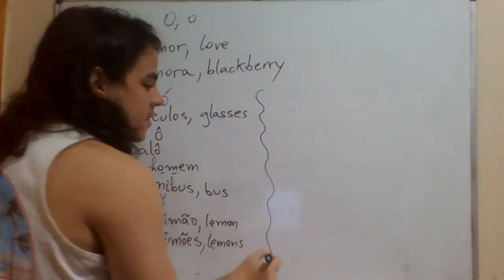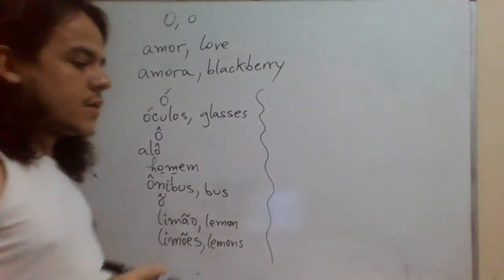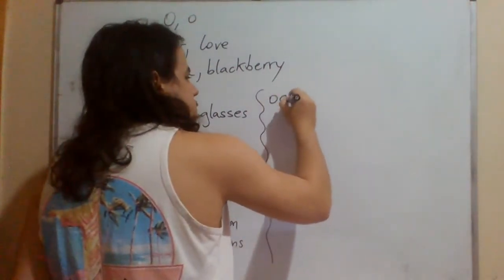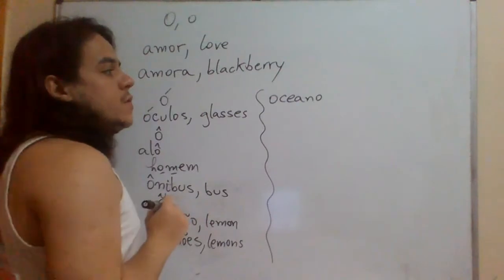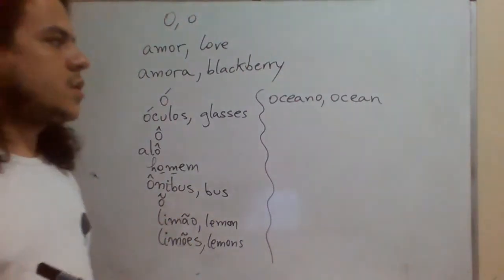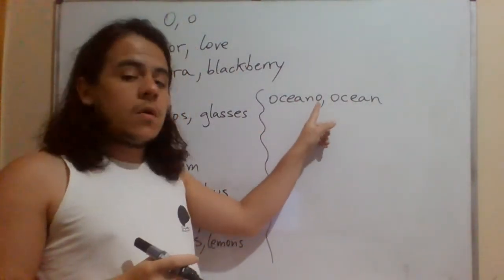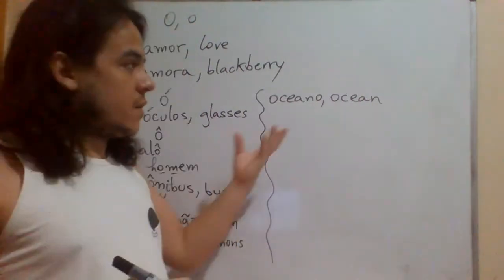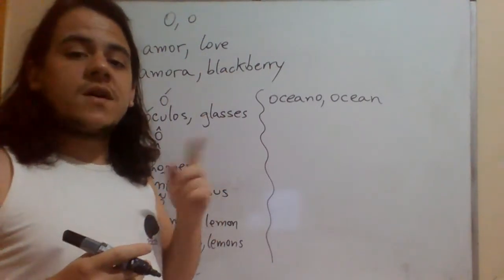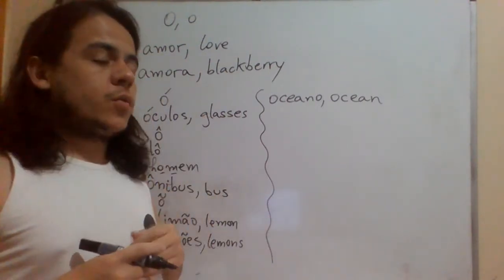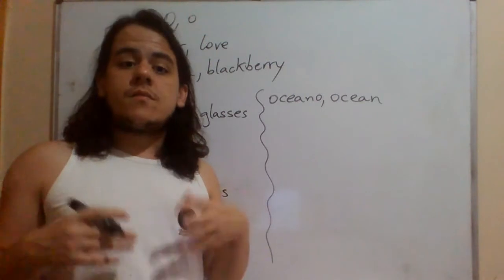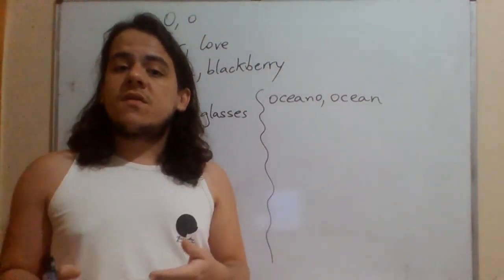Letter O at the end of a word can have the sound of U. For example, this word here, oceano, it means ocean. So here we'll have letter O at the end of the word, and we have this sound U. Pay attention, oceano, oceano. We can say oceano. It's not wrong, but it's more natural when you say oceano.